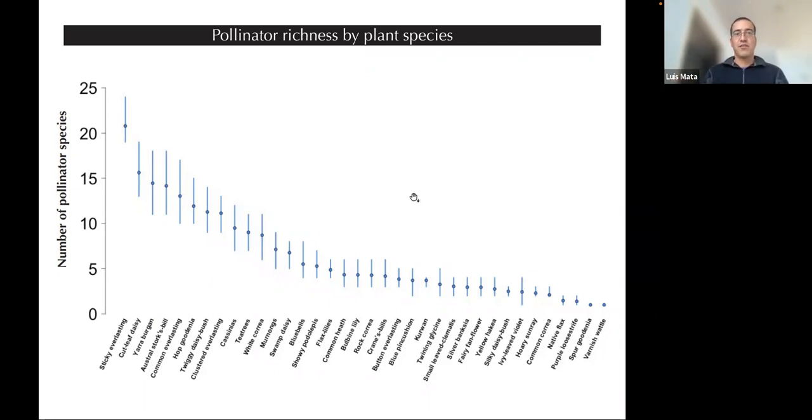But it tells a story that if you really want to inform your plant selection to attract bees, it's definitely possible to do it. And then we would be recommending planting some of the ones down here on the left side of this graph, because they attract many more pollinators than the ones down here.